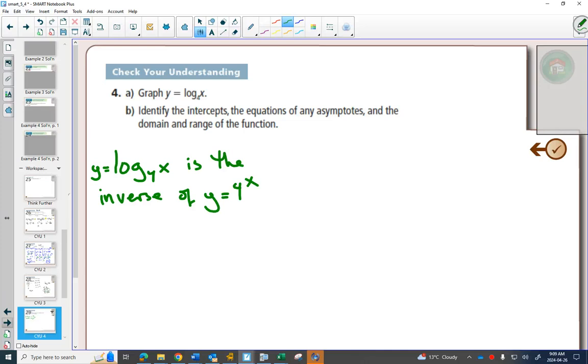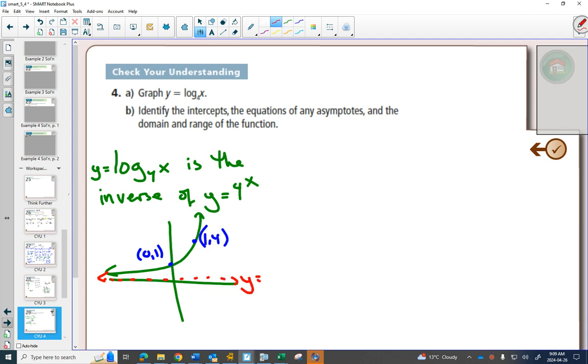So if I know that the graph of my exponential function has the point 0, 1, and 1, 4, and it has an asymptote at y equals 0, this is the graph of y equals 4 to the x, then I can graph my log graph by just switching my x and my y's.